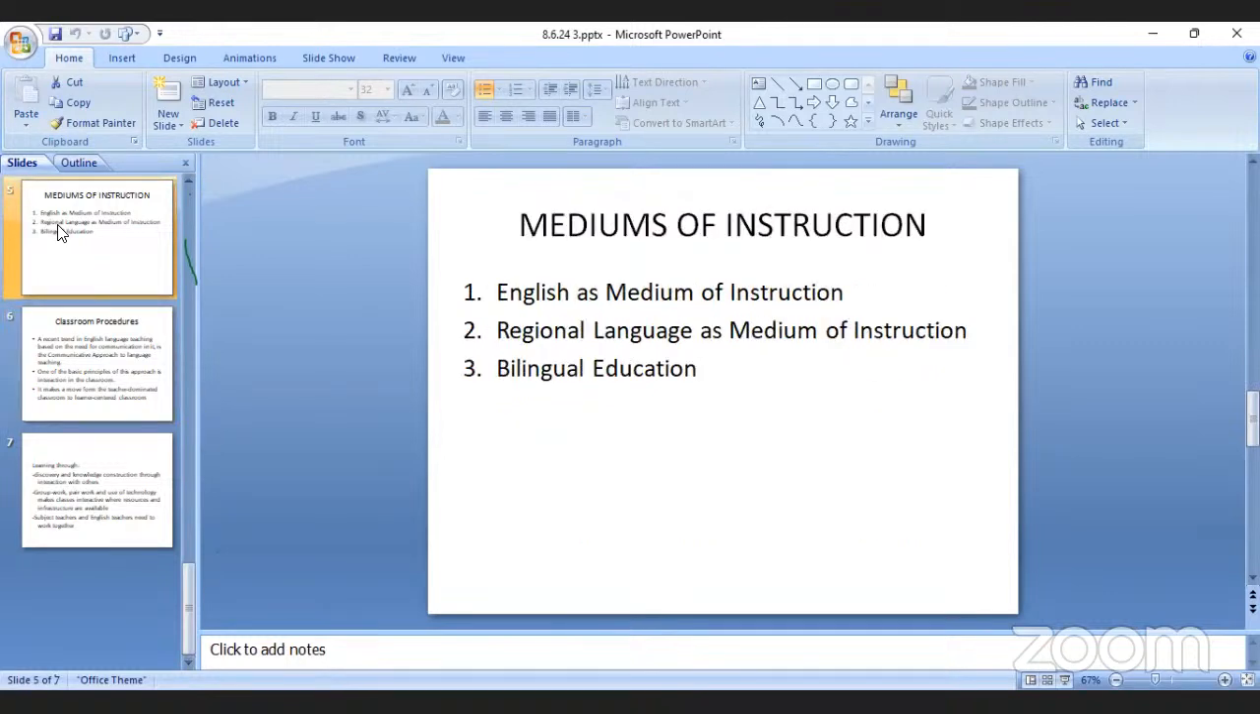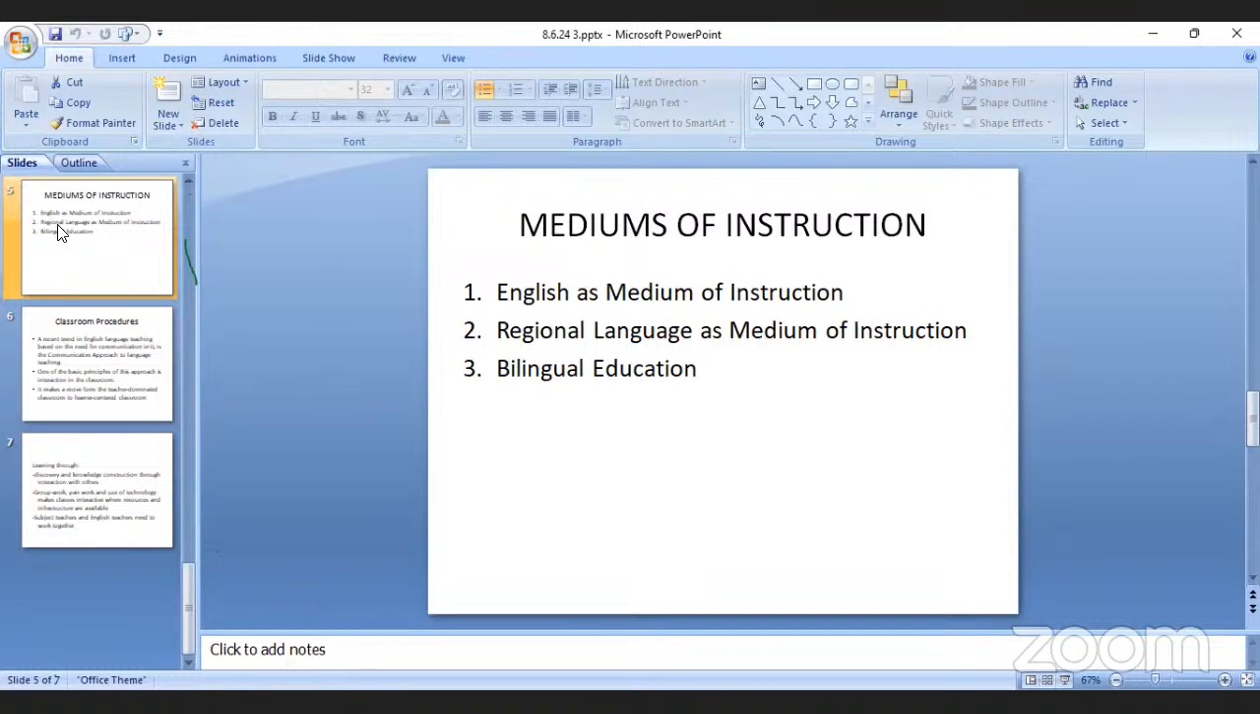Now the first one is English as a medium of instruction. English is not the first language for most of the people in the country, right? We do agree with that. The majority of us always speak our mother tongue at home, and even in our social interactions we speak only our mother tongue, or the common language of the community, right? But when it comes to learning, it is English.